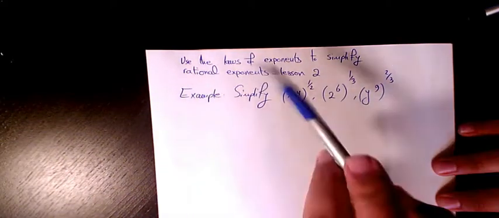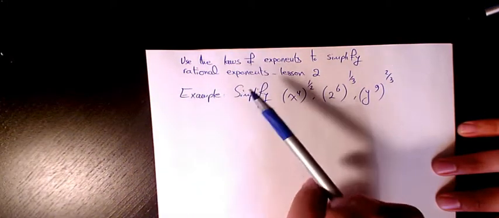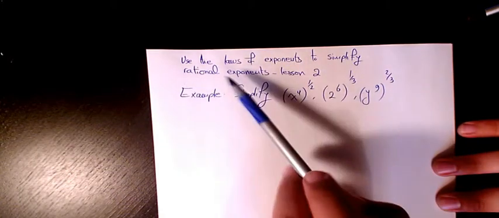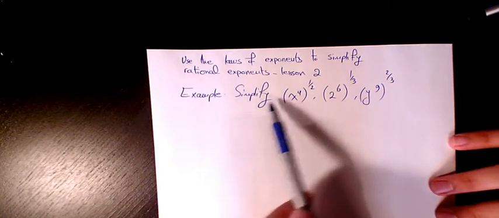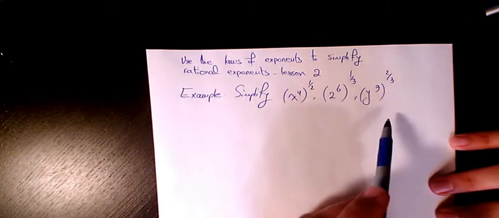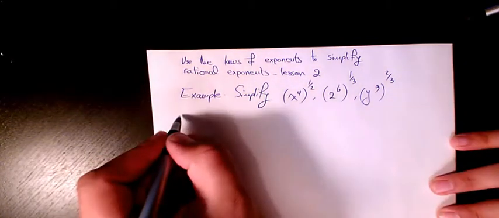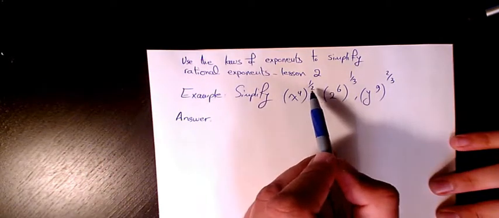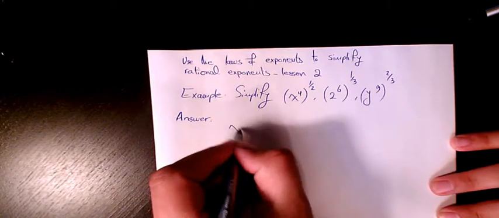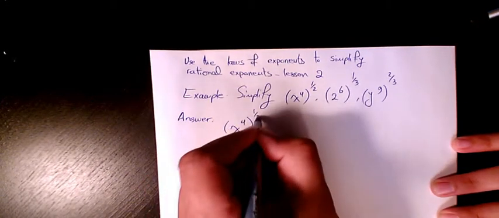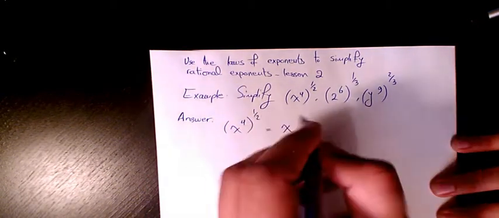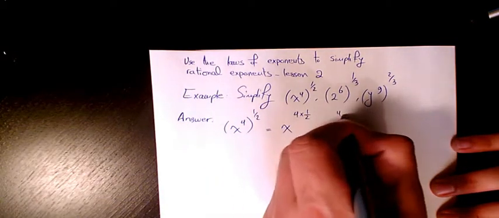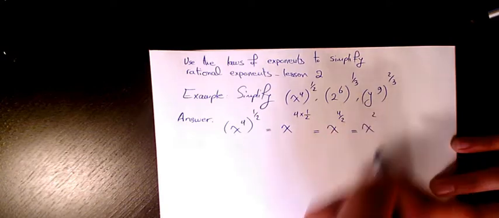In this video I want to continue with examples using the laws of exponents to simplify rational exponents. As you see here, we have some rational exponents and I want to simplify them. The first thing is x to the power of 4, to the power of half. You use the product rule, you multiply them. It's going to be x to the power of 4 over 2, which is x to the power of 2.